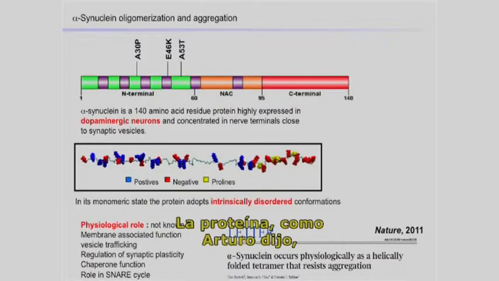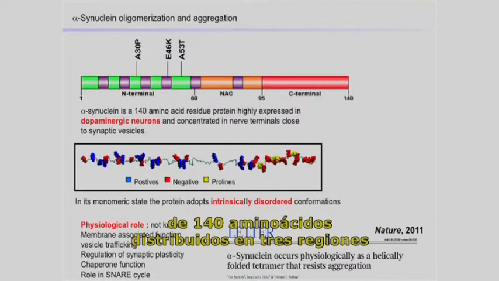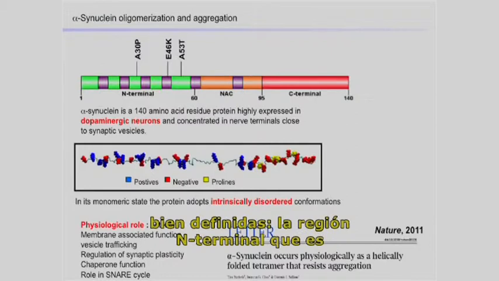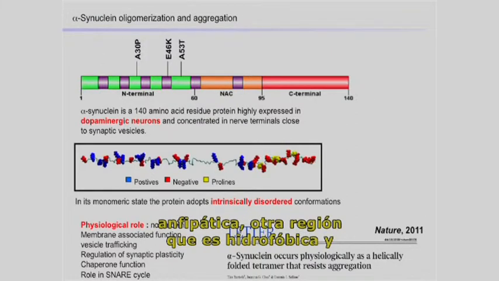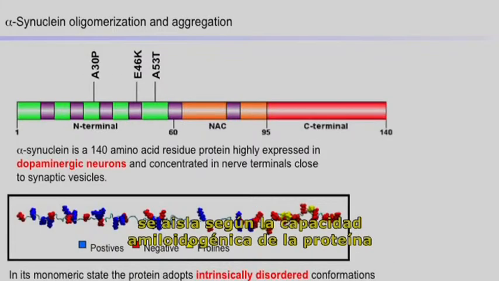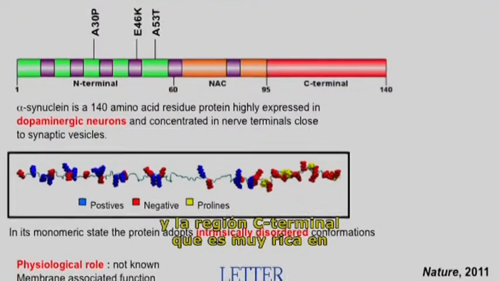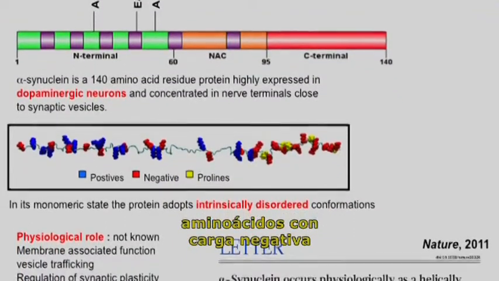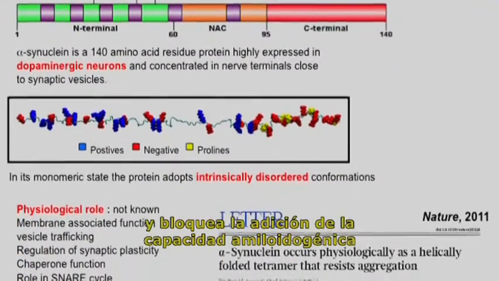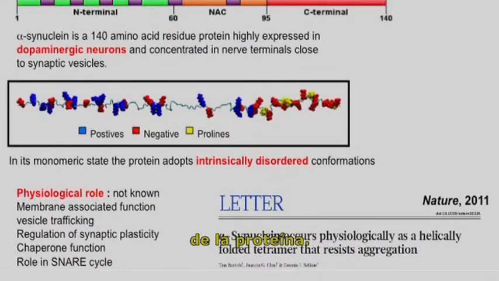The protein, as Christian already told, is a small protein, 140 amino acids, distributed in 3 well-defined regions. The N-terminal region that is amphipathic, the NAC region that is hydrophobic and is related to the amyloidogenic capacity of the protein, and the C-terminal region that is very rich in negatively charged amino acids and acts blocking the aggregation or the amyloidogenicity of the protein.